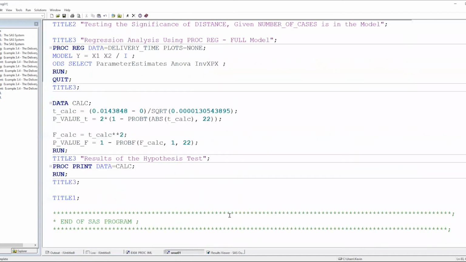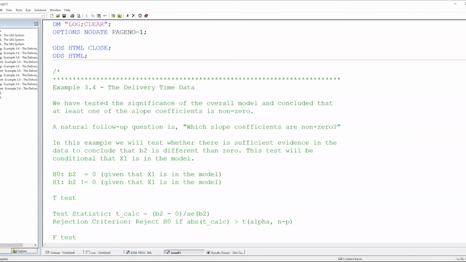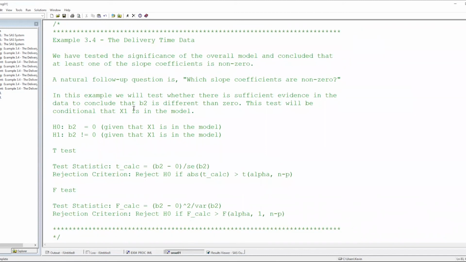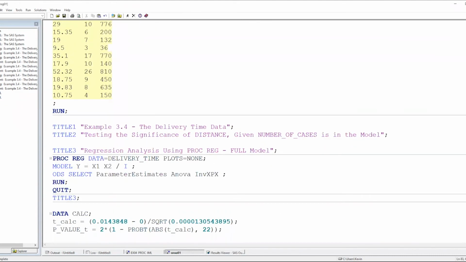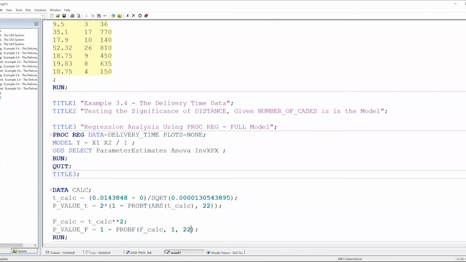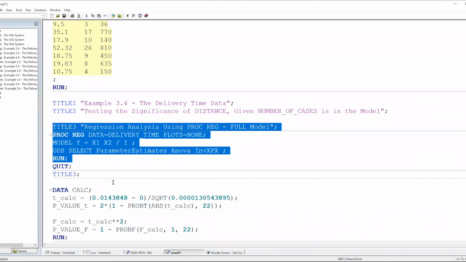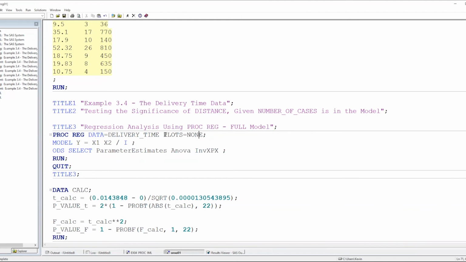Now we can also do this analysis using proc reg. I have the same description here. Let's scroll down and look at the analysis that we can do with proc reg to get the necessary quantities. I'm going to invoke proc reg, and again, I don't need to see any plots at this point, so I'm going to suppress those so we can focus on the output that we need to see.